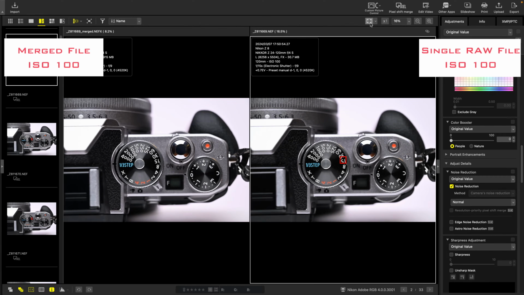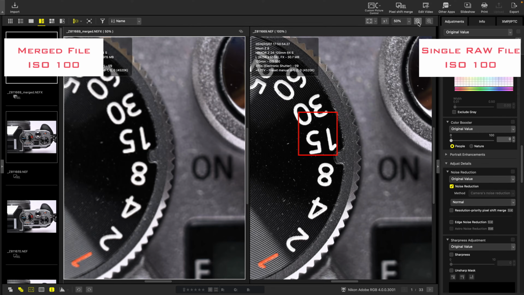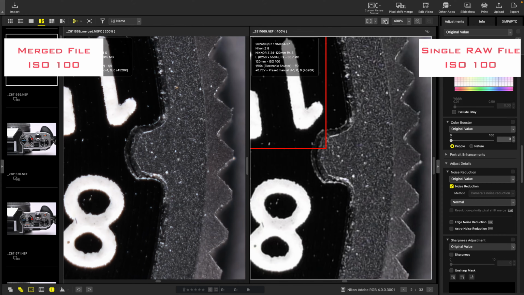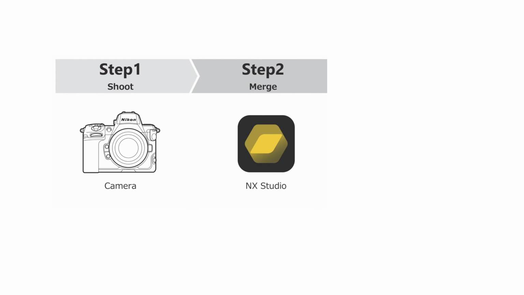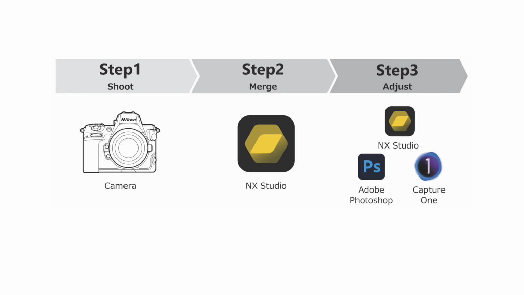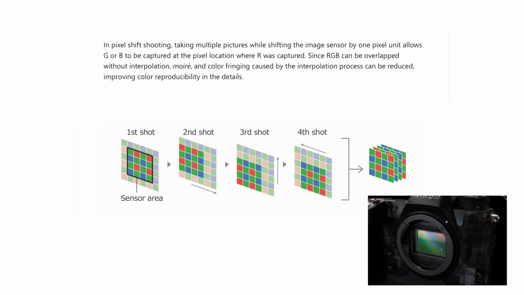In this video, we'll analyse the files generated by the Pixel Shift process so that you can see if Pixel Shift might be helpful for your photography. And then we'll go into the details of how to capture the images with the camera and how the files are merged on a computer in NX Studio. And finally, I'll briefly touch on how the technology works at the sensor and pixel level.